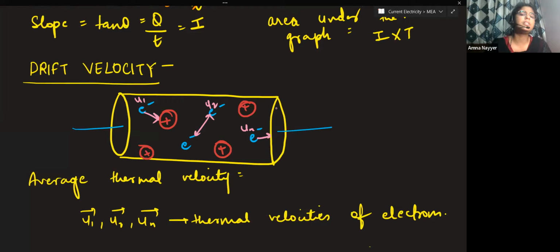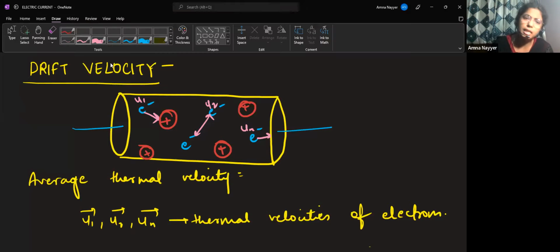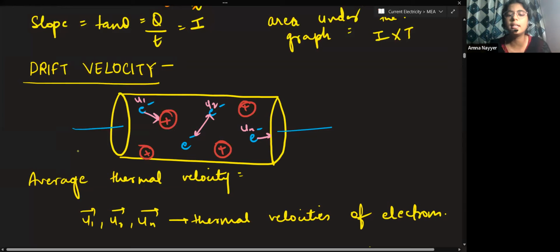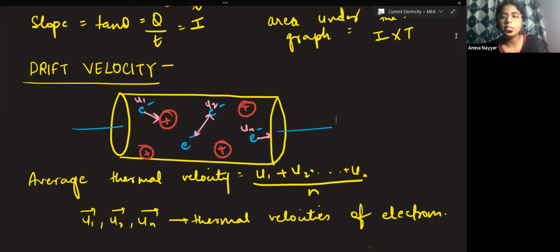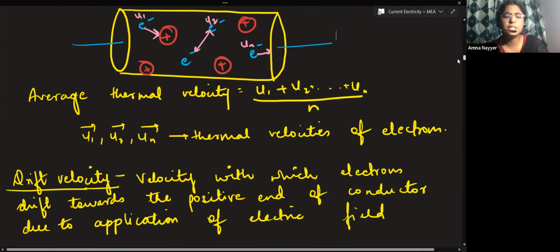Now the derivation is just a little lengthy, but it's easy to remember if you listen carefully. So what will the average thermal velocity be? Let's say the initial velocities are u1 plus u2 up till un, n number of electrons. So the average velocity will be u1 plus u2 plus un divided by n. Now, the definition I have already written.